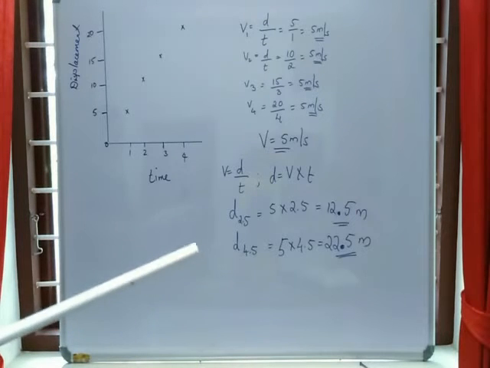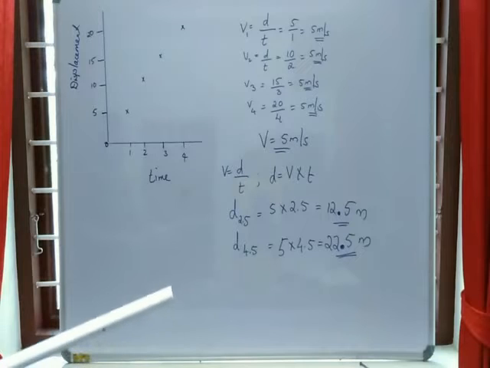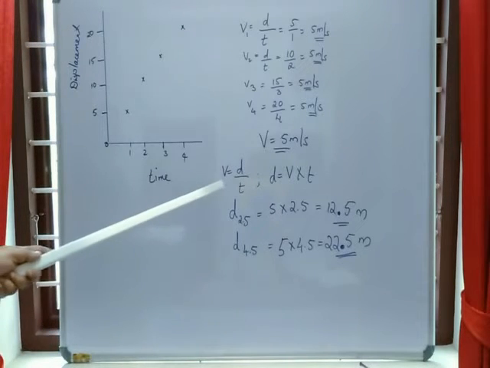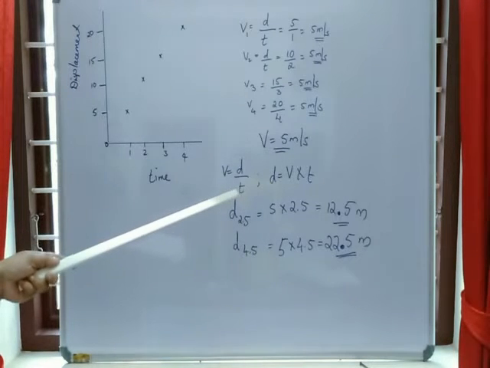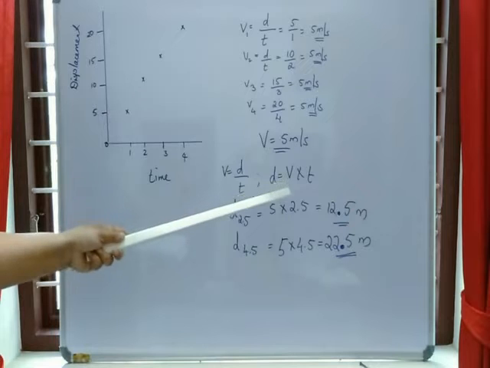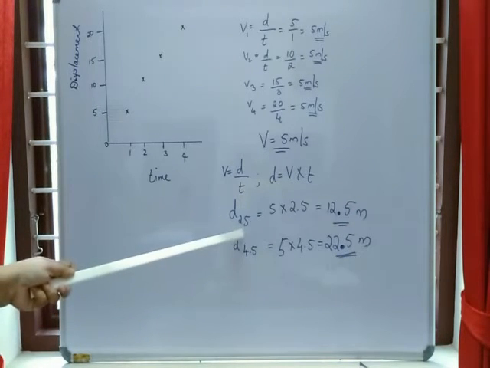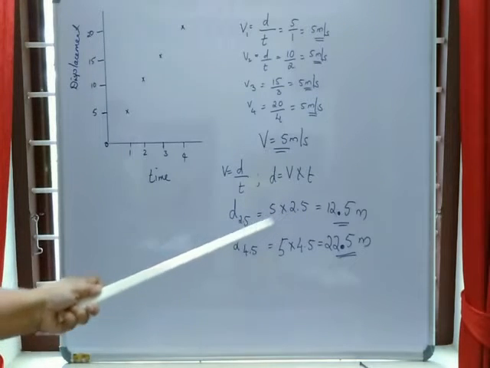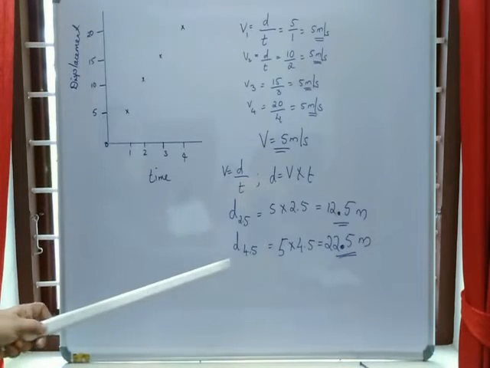Now, the second sub-question is, what will be the displacement of the car at 2.5 seconds and 4.5 seconds. Velocity is displacement by time. From here displacement will be just a cross multiplication: velocity into time. So displacement at 2.5 seconds is velocity into time, time is 2.5. You will get 5 into 2.5, that is 12.5.